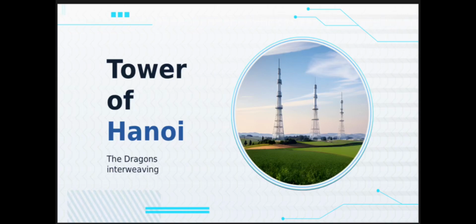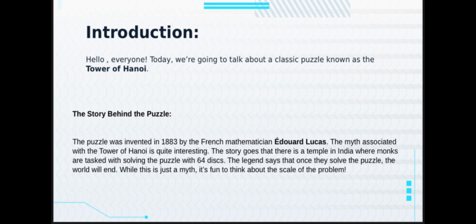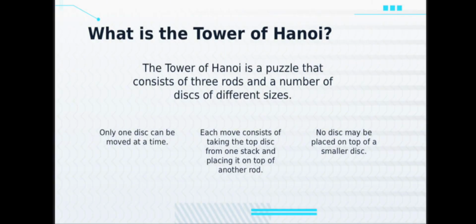Hello everyone. Today we are going to talk about a classic puzzle known as the Tower of Hanoi. It's a simple yet intricate problem that's been studied for over 150 years and holds significance in mathematics, computer science, and problem solving. The Tower of Hanoi is a puzzle that consists of three rods and a number of discs of different sizes. The objective is to move all the discs from one rod to another, following three main rules.